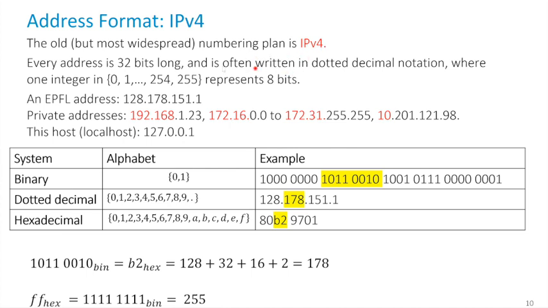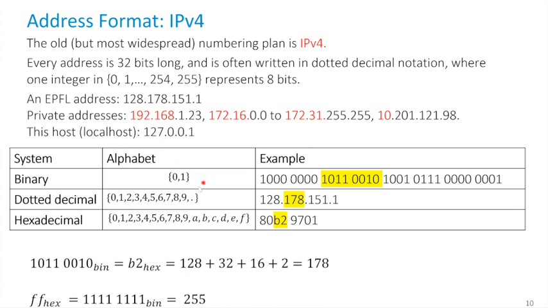It is 32 bits long. So every IP address is 32 bits, and it is written in what is called dotted decimal notation. Dotted decimal means that we write a block of 32 bits as 4 bytes, 4 blocks of 8 bits, and every byte is written by using its decimal representation.